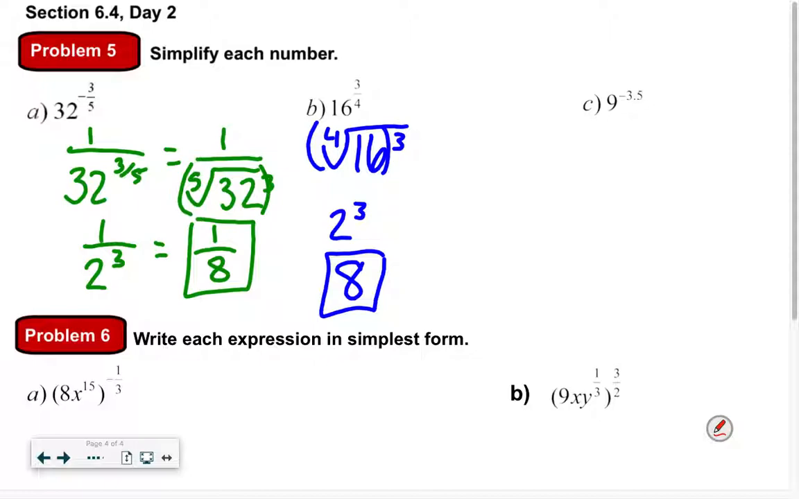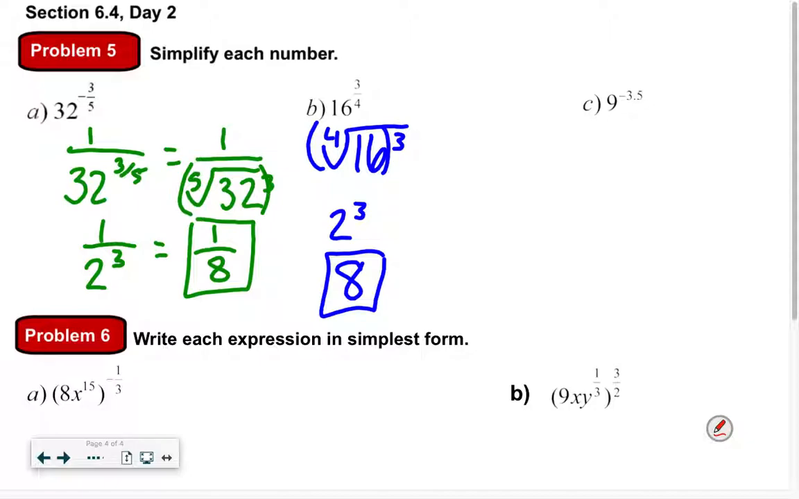Questions? Pretty much all we're trying to do is find friends that we can simplify. Because when I have a 4th root of 16 cubed, I don't have enough to pull out, right? So we're just trying to simplify stuff by looking at our roots.